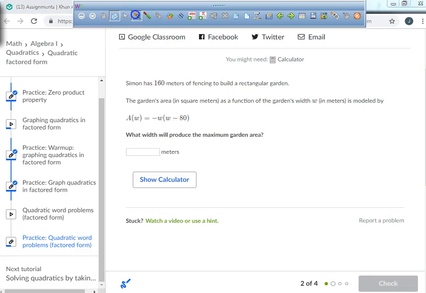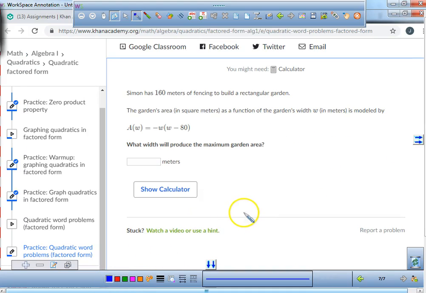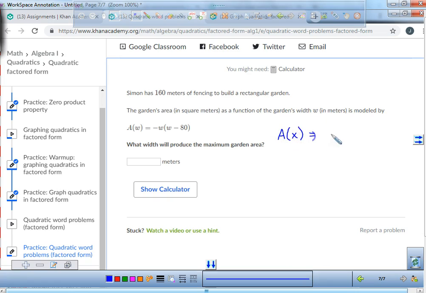Now, something you need to know about Desmos, all right? It does not graph in terms of W. It graphs in terms of x. So watch this. I want you guys to change this to this. Instead of A of W, put A of x equals negative x, parentheses, x minus 80. All right? Now, what does x represent in our problem? x represents the width. All right?